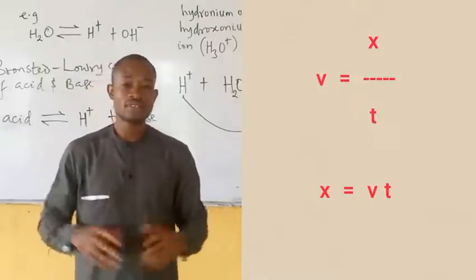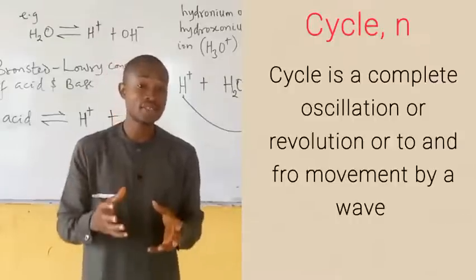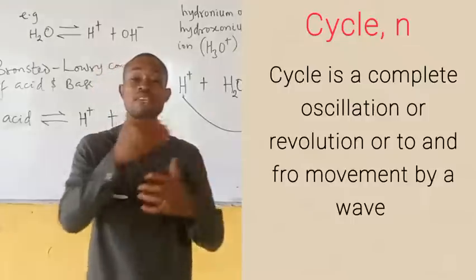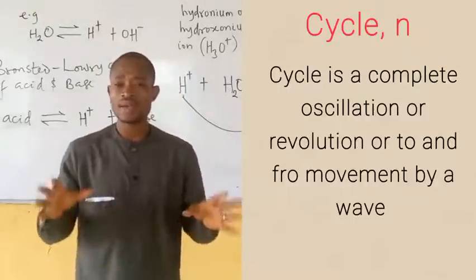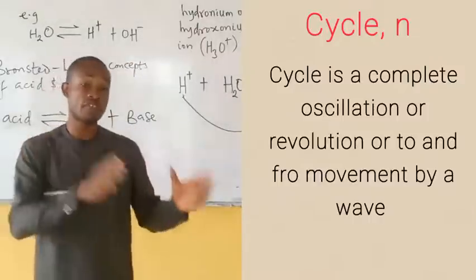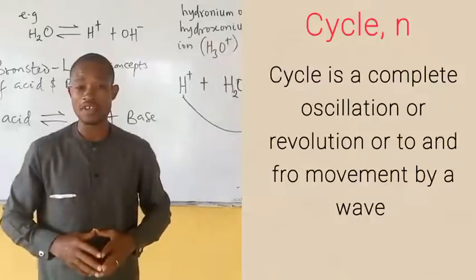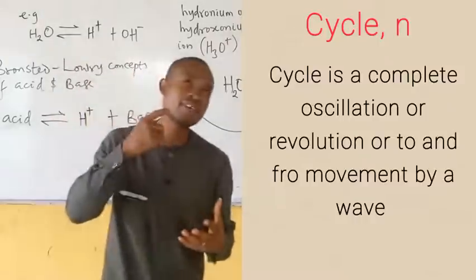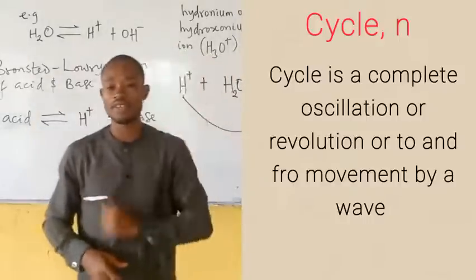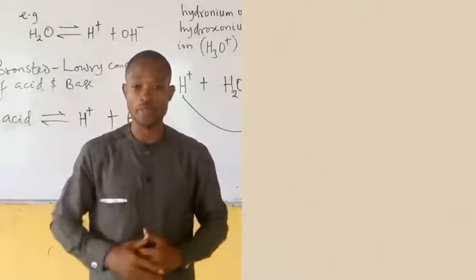Let us now define cycle. Simply put, cycle is the number of oscillations, the revolution that is made by a wave. We can relate it to the concept of phase, which I am going to now define. The phase of a given wave, which you may sometimes hear of as a phase angle. P-H-A-S-E. So what is the phase of a wave? I'm going to define that, and I hope you are ready to follow.